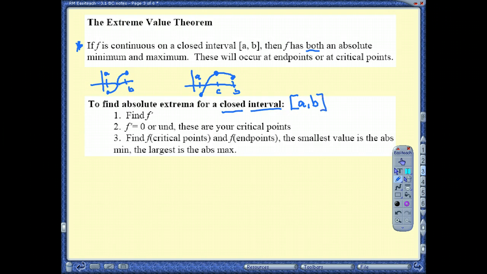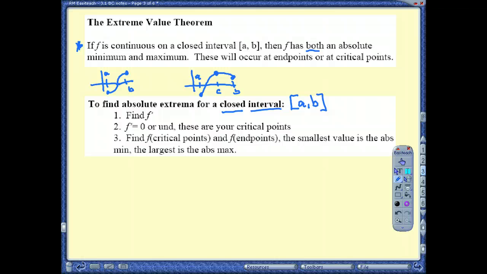The first thing you're going to do is find the first derivative. Then you're going to find critical points by setting that first derivative equal to 0 or finding out where it's undefined. When you're finding these critical points that come from undefined, you have to make sure that the point you find is in the original graph.